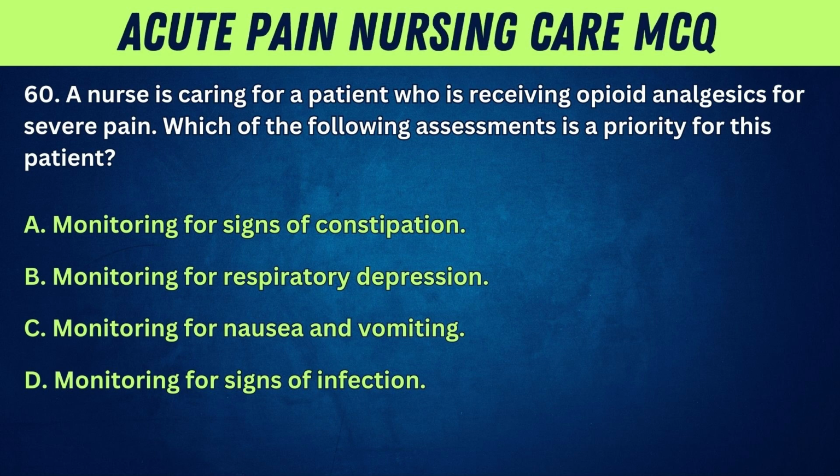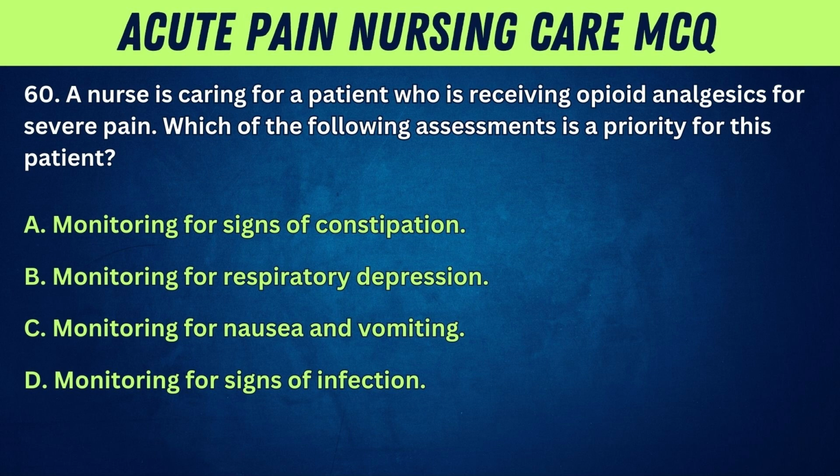60. A nurse is caring for a patient who is receiving opioid analgesics for severe pain. Which of the following assessments is a priority for this patient? A. Monitoring for signs of constipation. B. Monitoring for respiratory depression. C. Monitoring for nausea and vomiting.